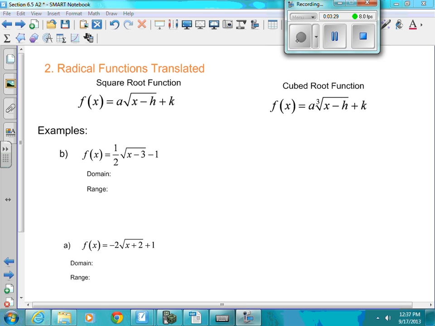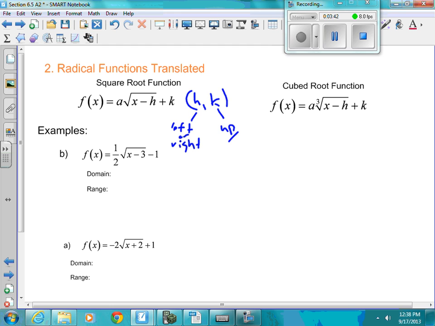So h is left, right. That's what h does, and k is up or down translations. So that's what it's going to be for both of these. It's just like when we had quadratics back in chapter 4. The h and k were where the vertex was. In other words, where was the vertex moved from the origin, right, left, up, down. So it's the same idea here. That might help us determine where it's going to be moved from. So it's going to help us with the domain and range.